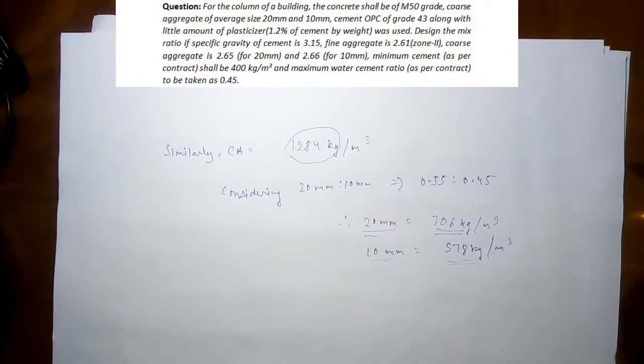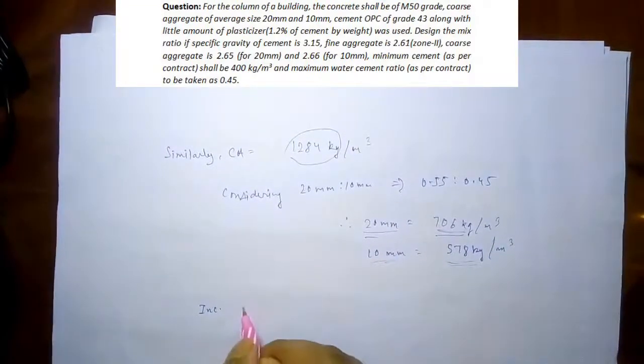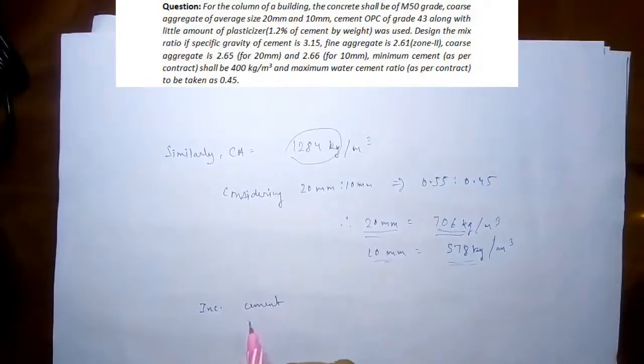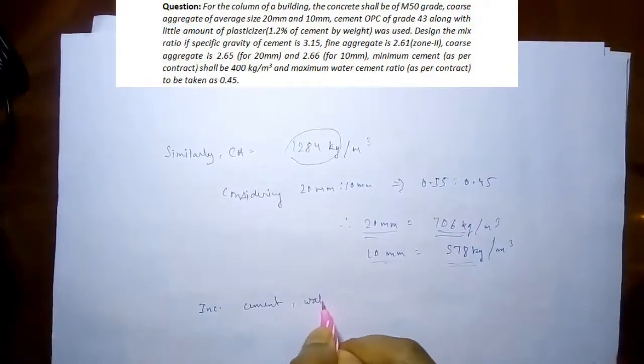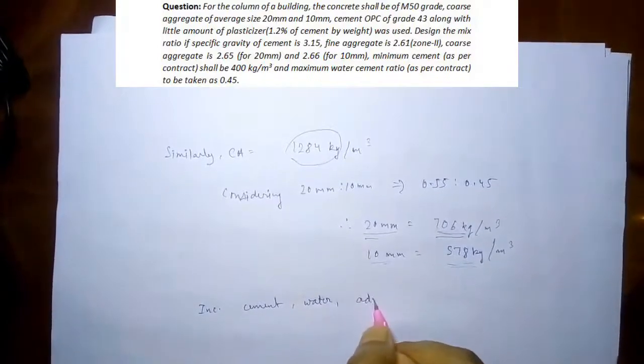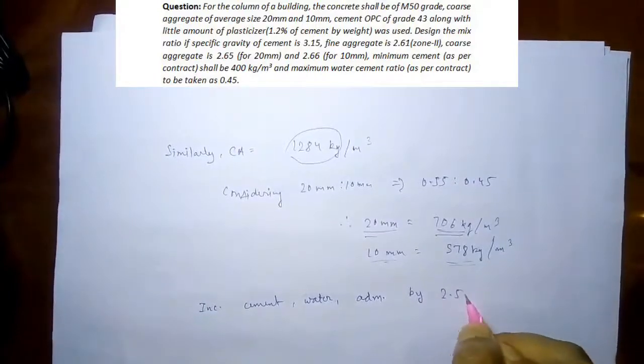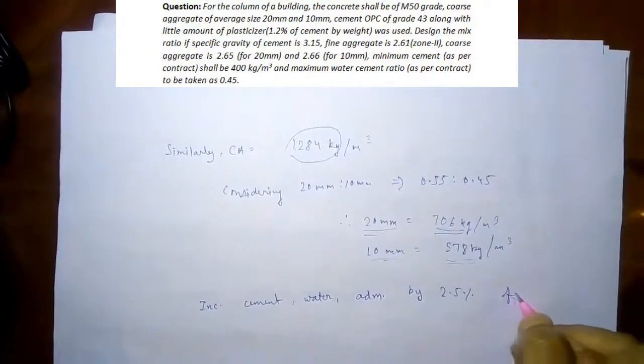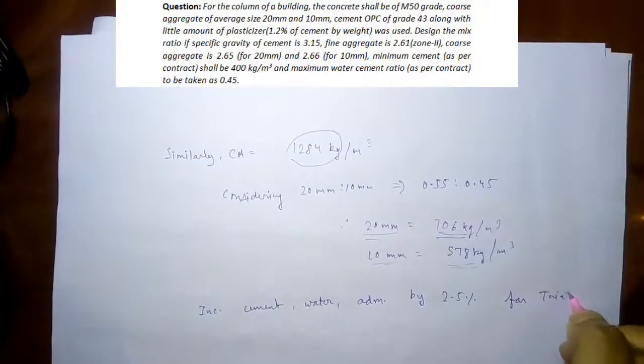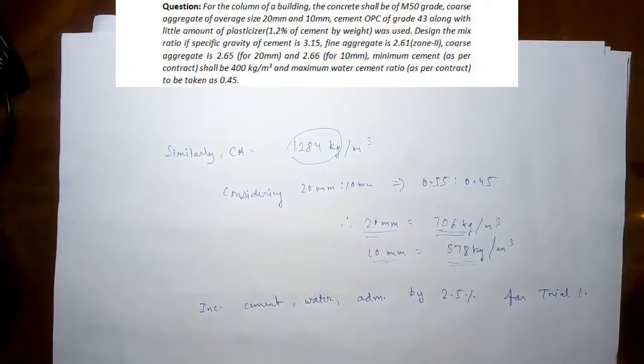And now let us do one thing. All these mix details are per meter cube, and now let's increase cement, water, admixture by 2.5% for trial 1. So what we will do, we will increase the amount of cement, water and admixture by 2.5%.